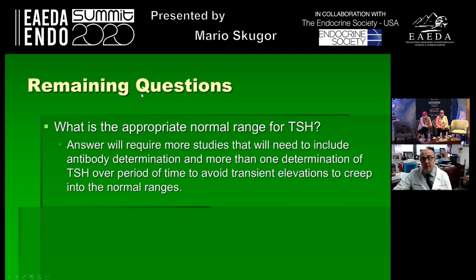And again, there are some remaining questions that we really don't have a clear answer to right now. What is the appropriate normal range for TSH? Well, the answer will require more studies. They will need to include antibody determination and more than one determination of TSH over a period of time to avoid transient elevation creeping into the normal ranges. So we still have to do some work to determine what is the appropriate TSH range.